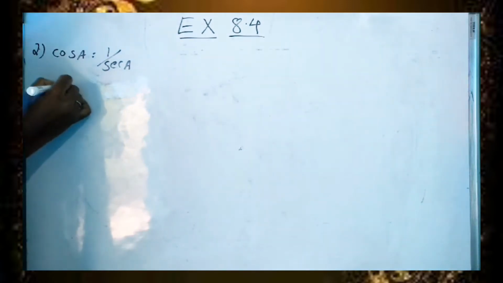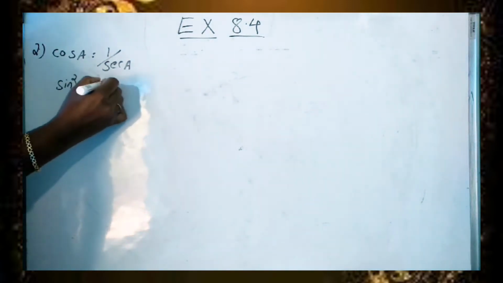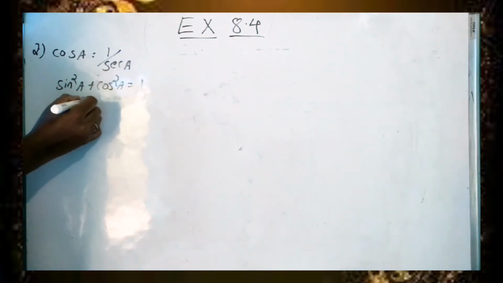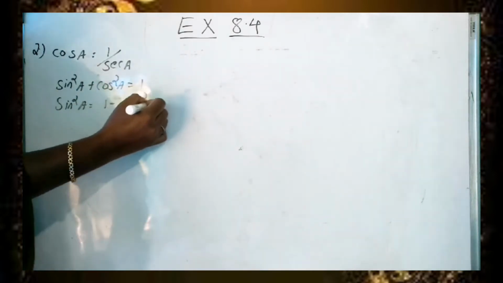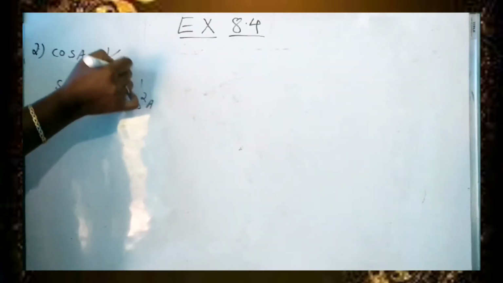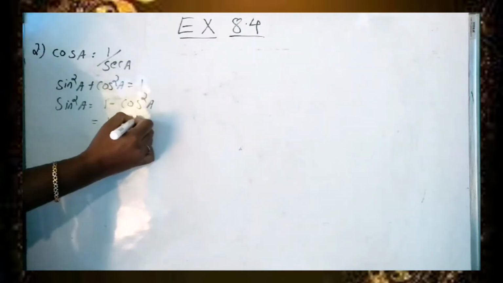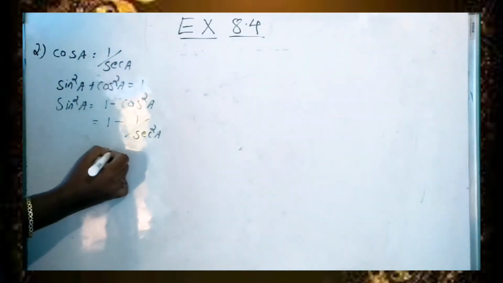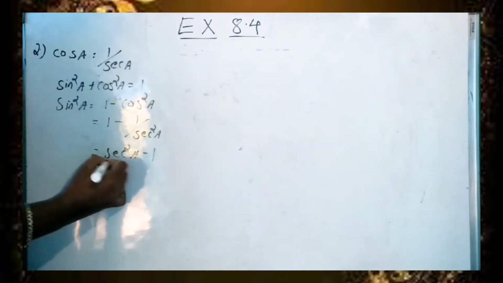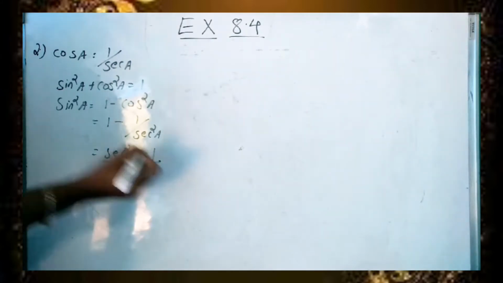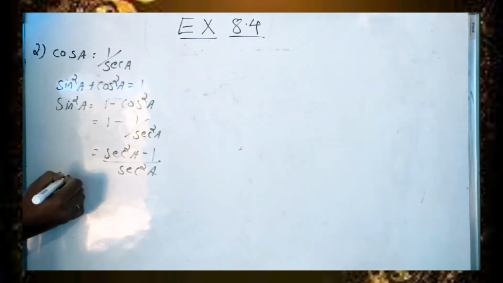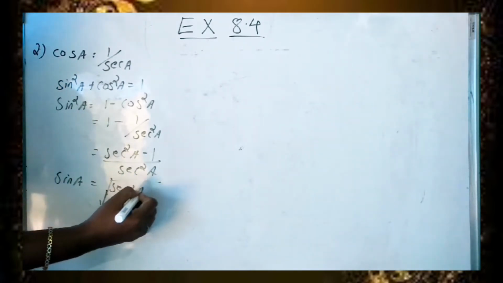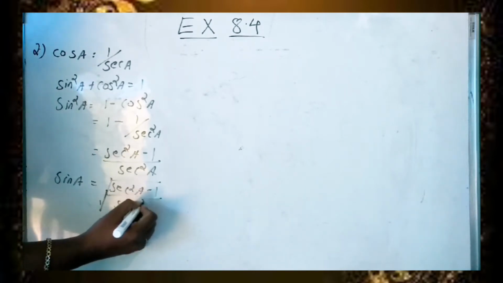Now we have one identity, that is sin square A plus cos square A equal to 1. From this we get sin square A is equal to 1 minus cos square A. And we got cos A is 1 by sec A, so this cos square A we can write as 1 by sec square A. Now just take the LCM, then we have sec square A minus 1 divided by sec square A. This is our sin square A. Then sin A is equal to square root of sec square A minus 1 divided by sec square A.